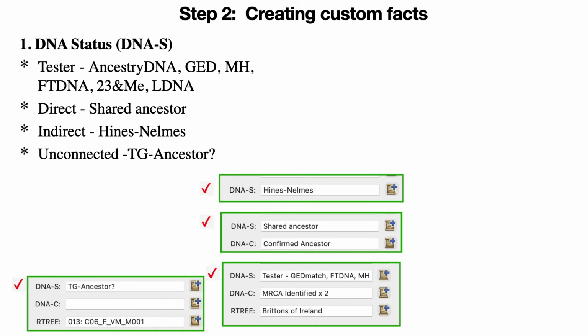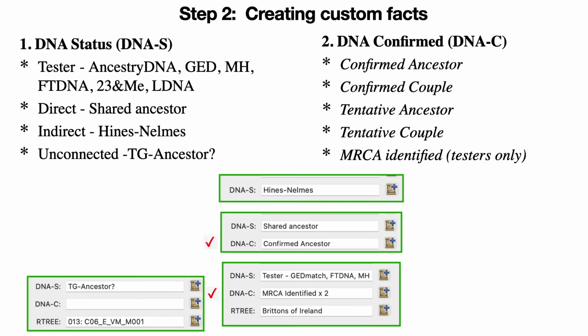The second custom fact that I create was the DNA confirmed one, and again I have 5 set comments that I put into that field. Confirmed ancestor, where I know the individual has been confirmed. Confirmed couple, when it's going back to that couple, shared ancestors. Tentative for ancestor and couple, in the same sort of way.